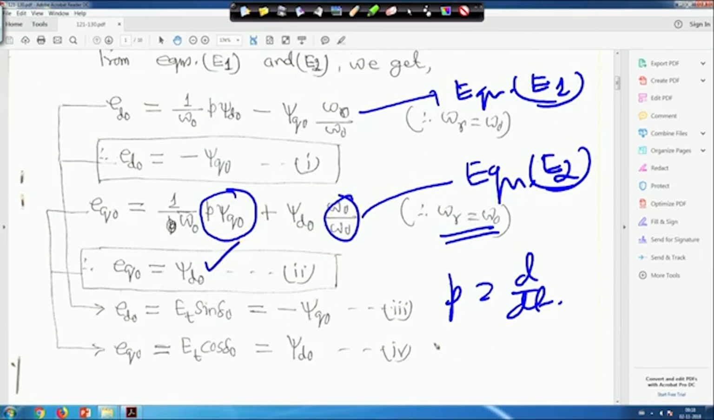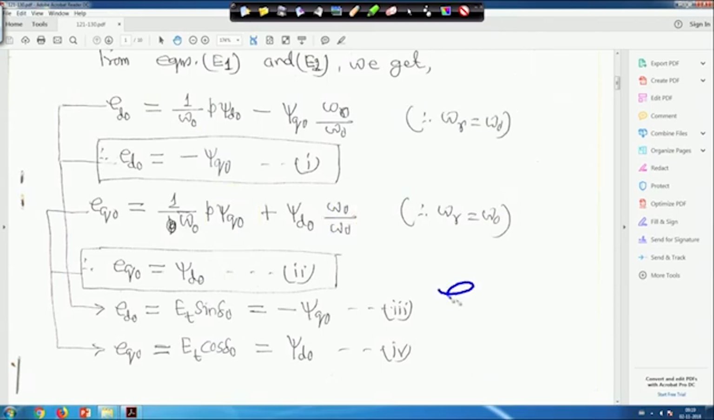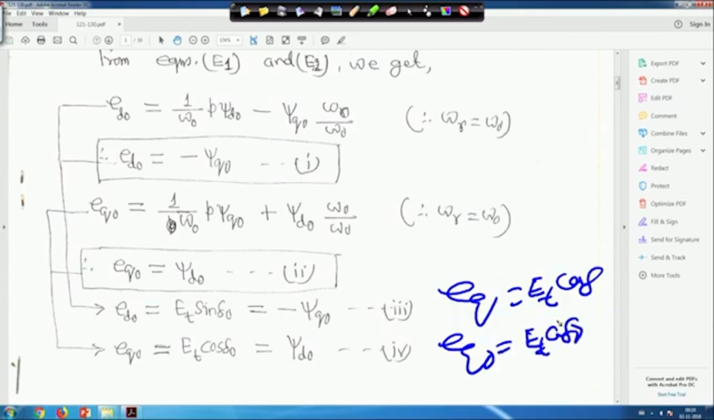Similarly, we have seen previously that EQ is equal to ET cos delta, therefore EQ 0 is equal to ET cos delta 0, and that is nothing but psi d 0. This is equation 4. This is how ED 0 and EQ 0 can be simplified and obtained.